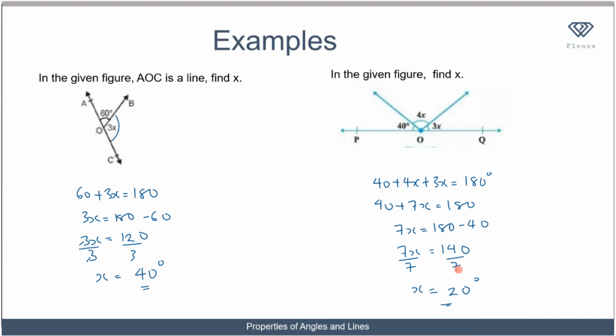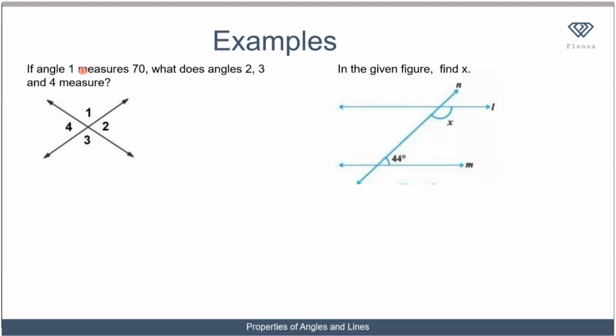Let's look at two more examples. Here we are told that if angle 1 measures 70 degrees, what do angles 2, 3 and 4 measure? So we are told that the angle here is 70. We are now told to find the angles 2, 3 and 4. Now we can see that these are two intersecting lines, and angle 1 and angle 3 are opposite. Since they are opposite, it means that the angles must be equal. So angle 1 must be equal to angle 3, and that will be equal to 70 degrees.